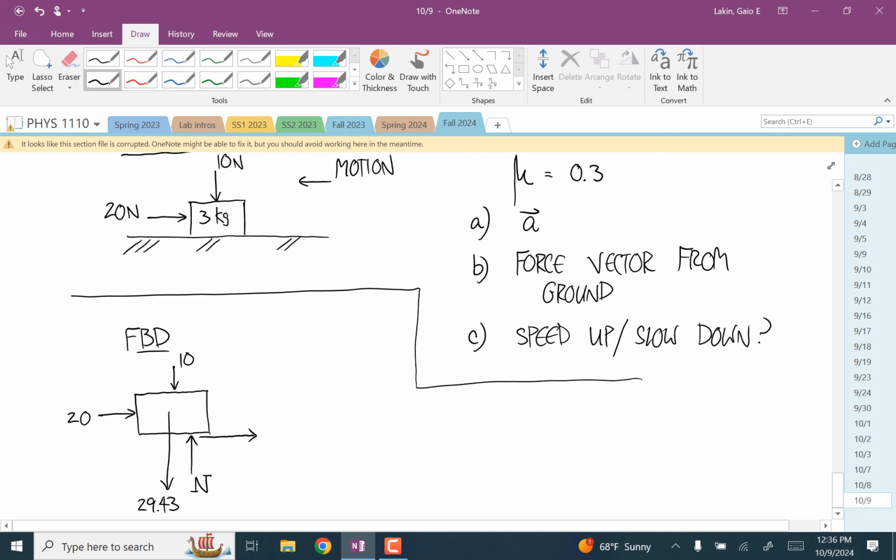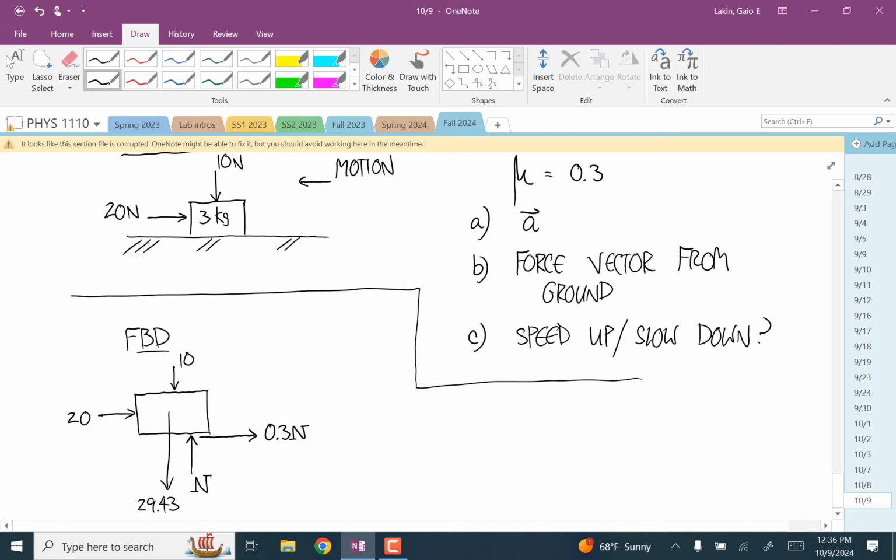So it's this way, and that's equal to 0.3 times that normal force N. And the reason you have to know the direction of motion is so that you know the direction of the friction force. Any questions about the free body diagram?